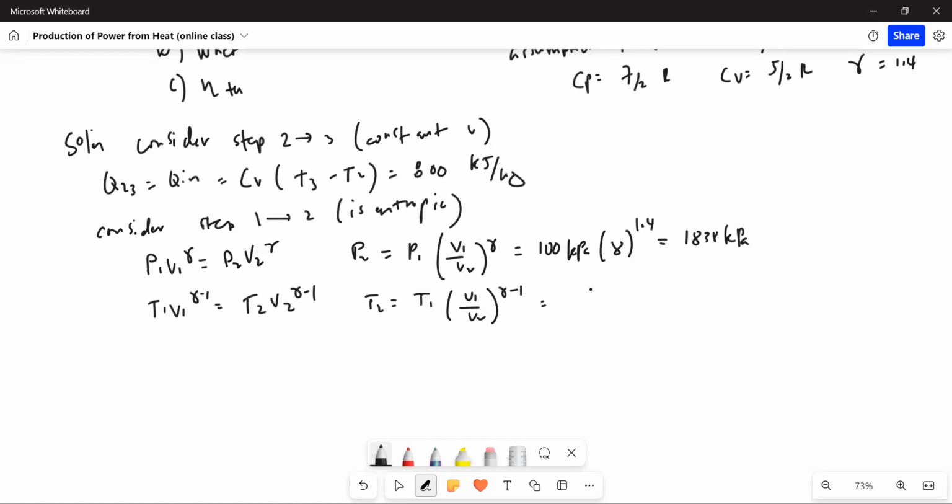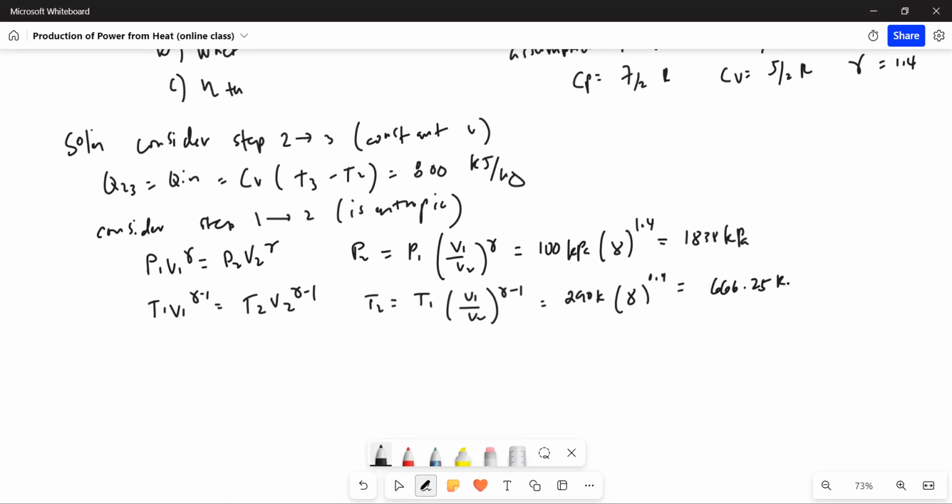And we know that our given T1 is 17 degrees Celsius, so it's 290 Kelvin, right? 290 Kelvin times 8 raised to 1 minus 1.4, which is 0.4. T2 is 666.25 Kelvin.